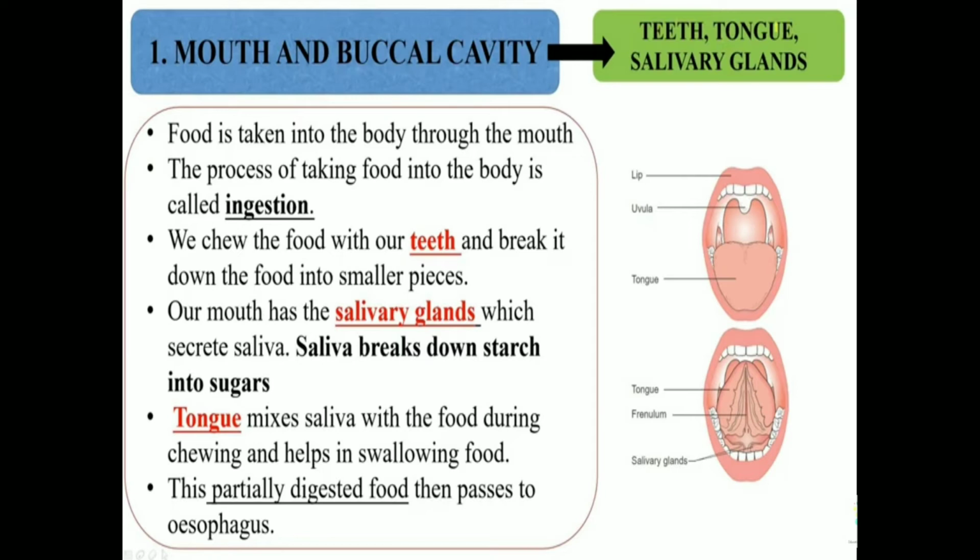You understand the buccal cavity and mouth. What are the functions? First we take the food. Teeth break down the food into smaller pieces. The salivary glands present in the mouth secrete saliva. The saliva breaks down starch into sugar. Digestion of carbohydrate, starch, begins in the mouth itself. Then the tongue mixes the saliva with the food during chewing and helps in swallowing, and then this partially digested food passes to the esophagus.